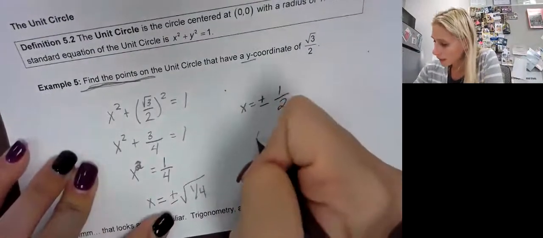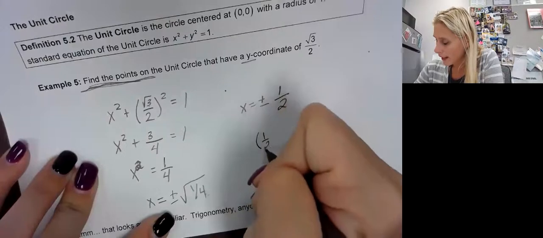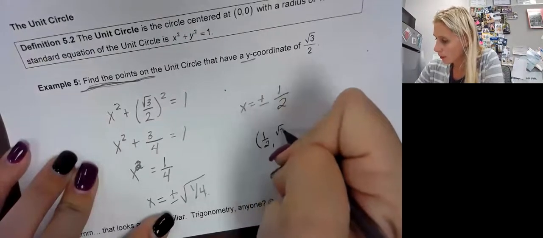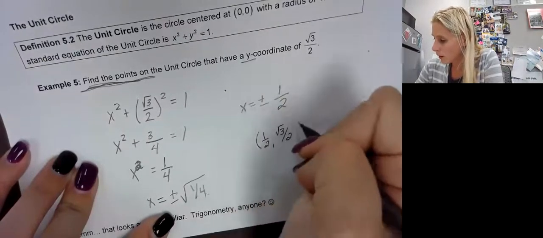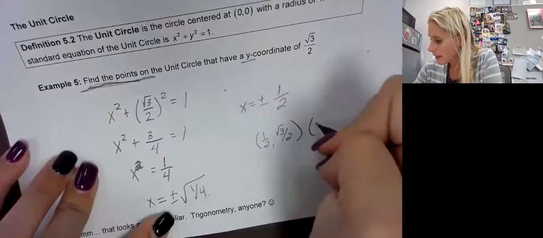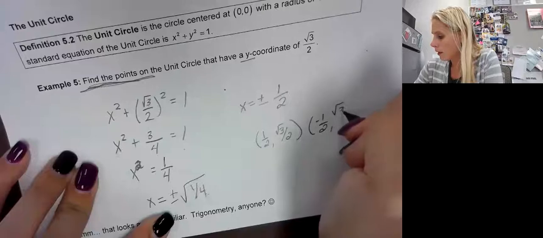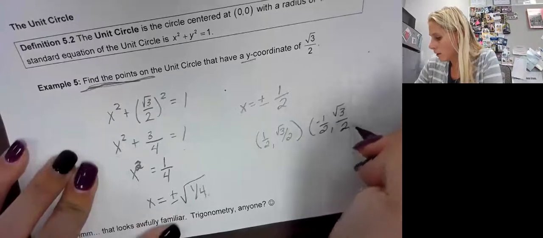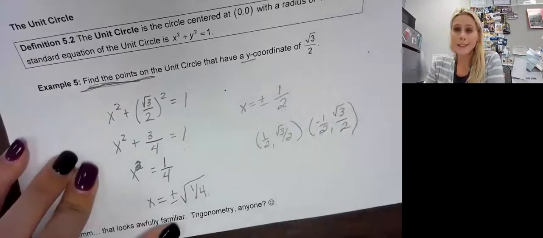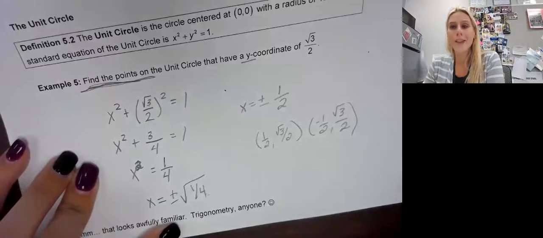So our final answer is 1/2, square root of 3 over 2, and negative 1/2, square root of 3 over 2. And yes, those are coordinate pairs on the unit circle.